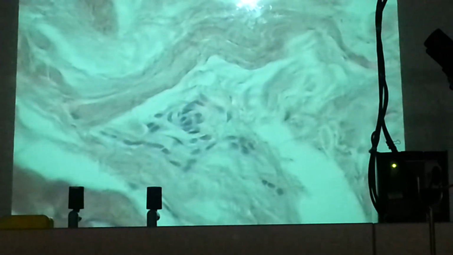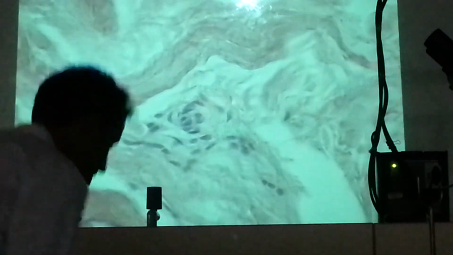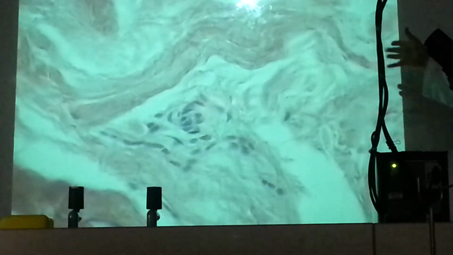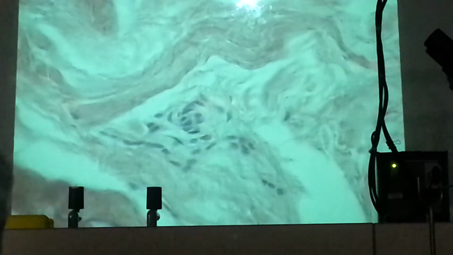Okay. The previous slide, the dense irregular connective tissue. This is the same slide, but with a higher magnification. We said irregular because the fibers or bundles run in different directions. Dense means it is rich in fibers. Irregular means the fibers are in different directions.